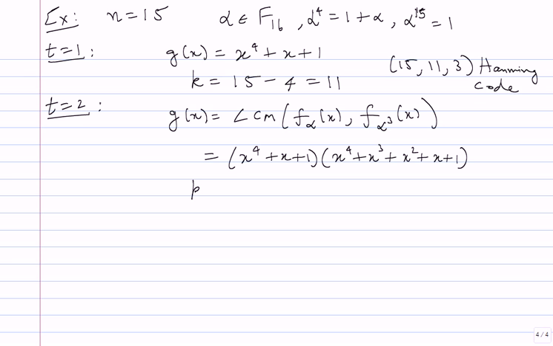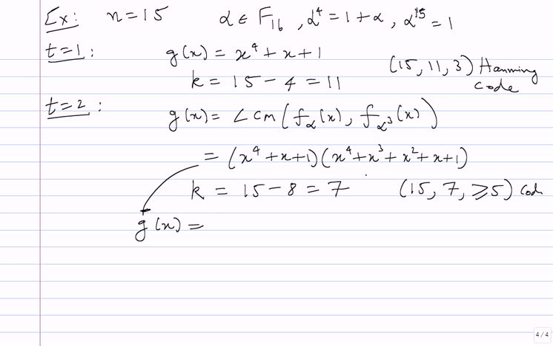What is crucial is, what is k? 15 minus 8, which is 7. So what you have here is a 15, 7 code. Technically I have to say a greater than or equal to 5 code. But I want you to do this exercise: can you multiply and simplify and get me the g of x?